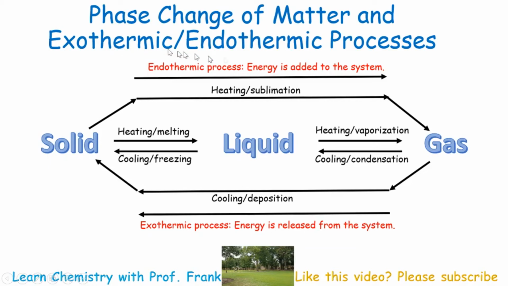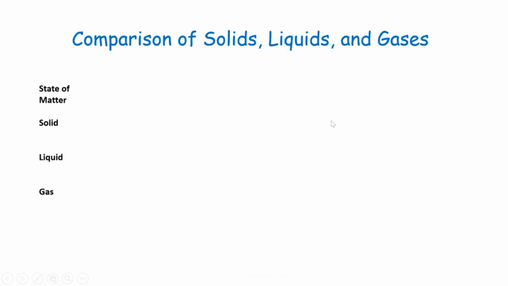There are also many exothermic and endothermic processes in chemical reactions, so we'll talk a lot more about them later in the thermochemistry chapter. So you will see those terminologies coming back again. Now let's take a look at the comparison of the three physical states.